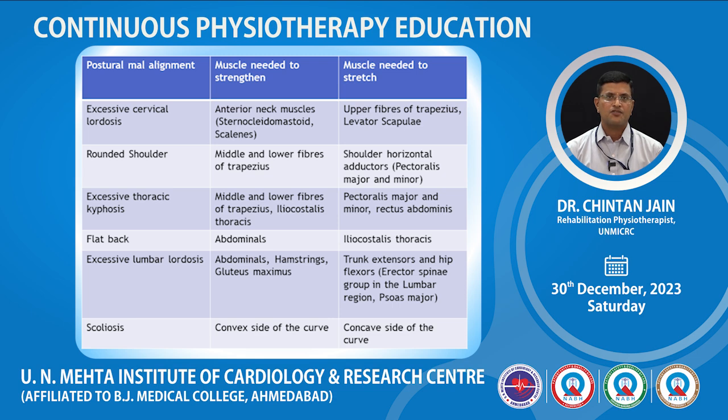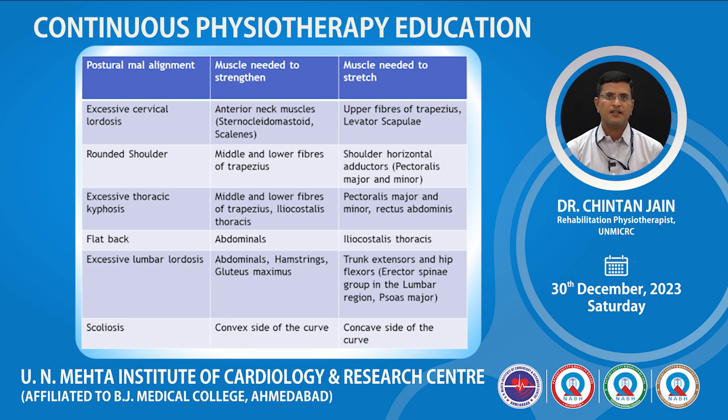Second one is rounded shoulder. This will occur in continuous sitting position occupations like this. They will develop a rounded shoulder. In this condition, the middle and lower fibers of trapezius need strengthening, and the shoulder horizontal adductors, pectoralis major and minor, need to be stretched.